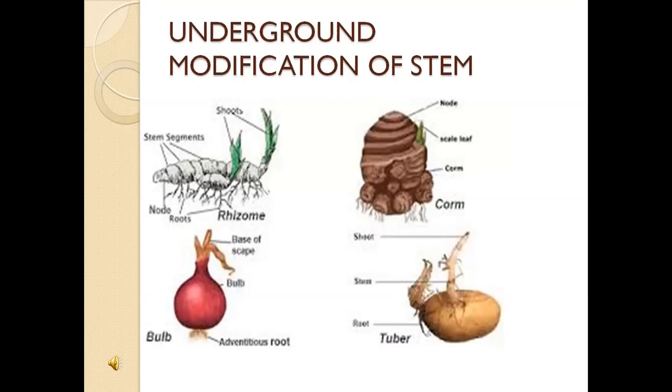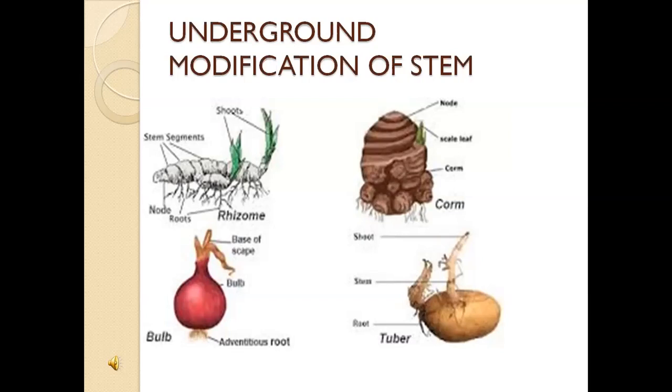Second one, corm. This underground stem is round in shape and flat at the top and bottom. It is a condensed form of rhizome and bears one or more buds in the axils of scale leaves. Daughter plants arise from these buds.